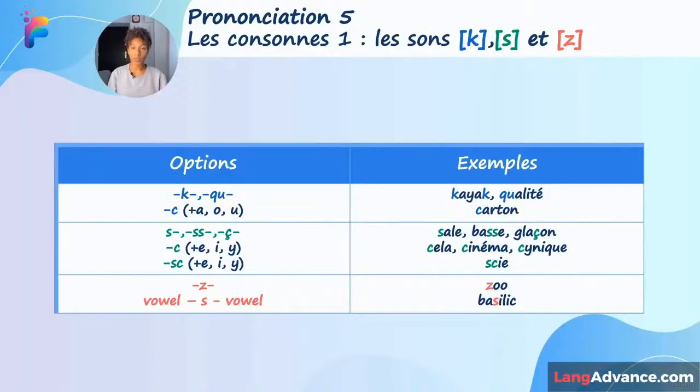Carton, carton. Then le son S. We have 5 different ways to write it, but the sound will be the same. The examples: salle, salle. Basse, basse. Glaçon, glaçon.